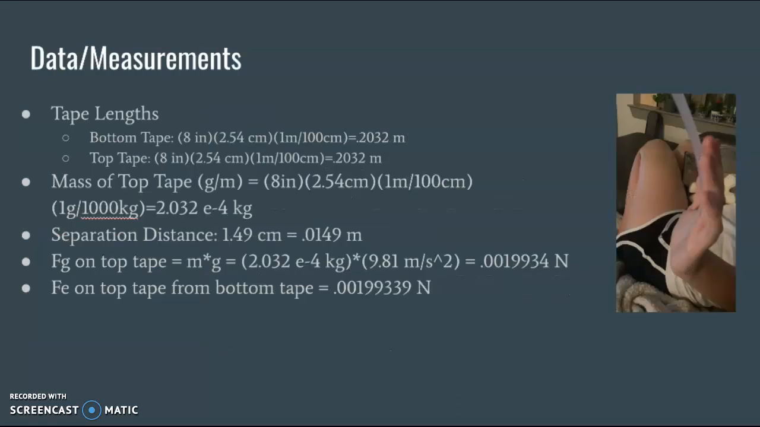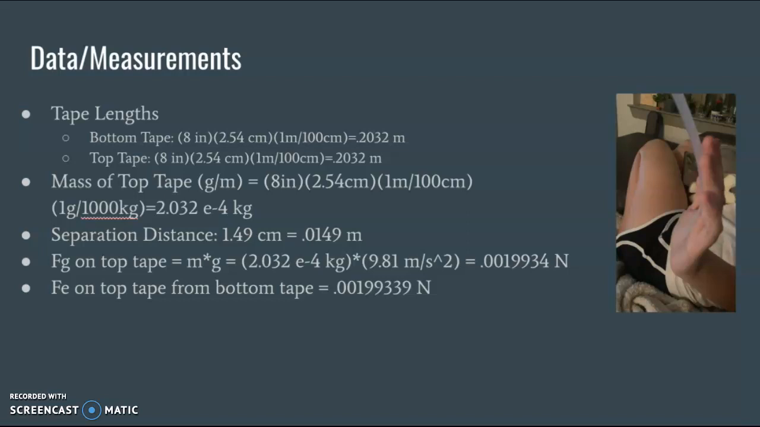So, some data and measurements. Both tapes had a length of 8 inches, which is 0.2032 meters, and the mass was found to be 2.032 times 10 to the negative 4 kilograms. In Lab 1, my values for the separation distance I think were a little bit off, so I re-performed the lab and got a new separation distance of 1.49 centimeters, which is 0.0149 meters.